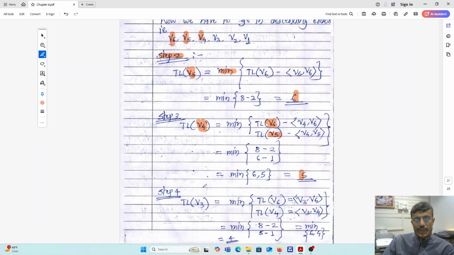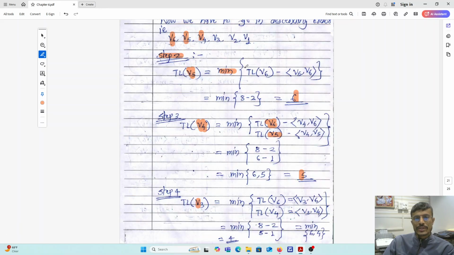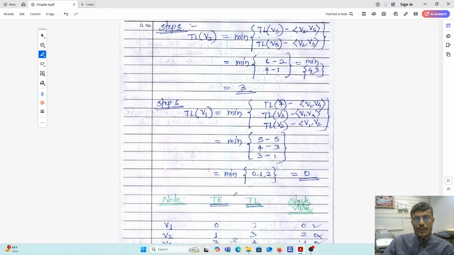Likewise, you can go for V3, which gives you 4. Then you can go for V2, which gives you 3. Please go through this and solve it yourself, otherwise it is not possible to solve it in the university examination. And finally for V1, the traveling latest value equals 0. So that is the method. Once you reach the source node, you have to stop the traversing.